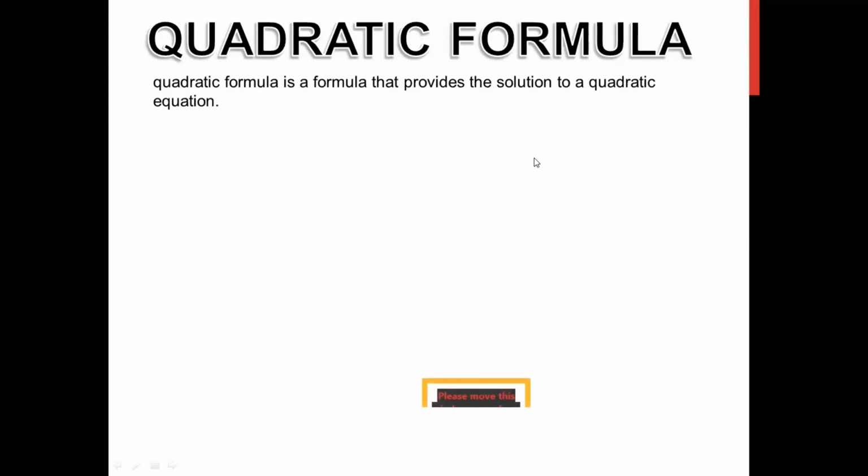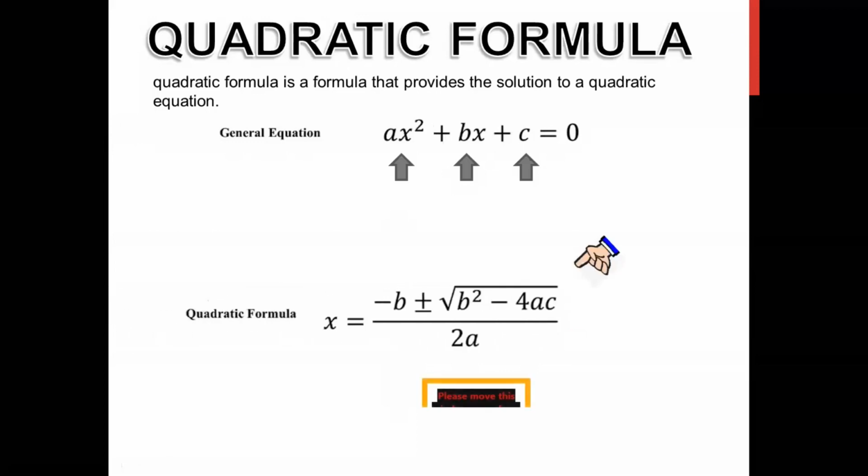Okay, the last one, guys, last method is the quadratic formula. This is the formula that provides solution to a quadratic equation. This is the most accurate way of solving a quadratic equation. We only need to know our general equation, which is ax squared plus bx plus c is equal to 0, and our formula, which is negative b plus or minus square root of b squared minus 4ac over 2a.